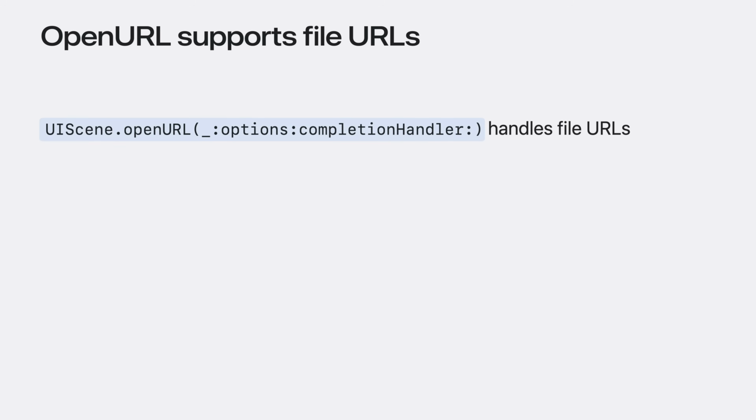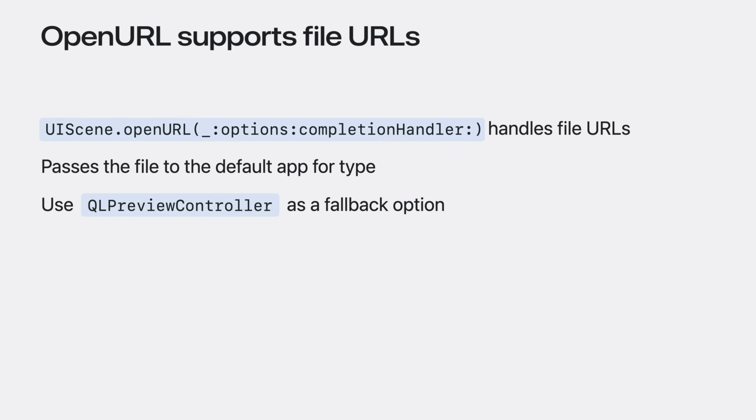Apps dealing with a variety of document types frequently need to launch external viewers. In iOS 26, the existing open URL method now accepts file URLs, so you can now hand off documents that are not natively supported by your app. If a default app exists for that file type, the system launches it and passes along your URL. If not, open URL returns false, giving you an option to handle the fallback yourself. For example, by using a QuickLook preview controller.